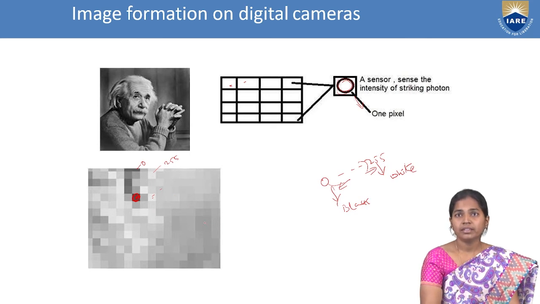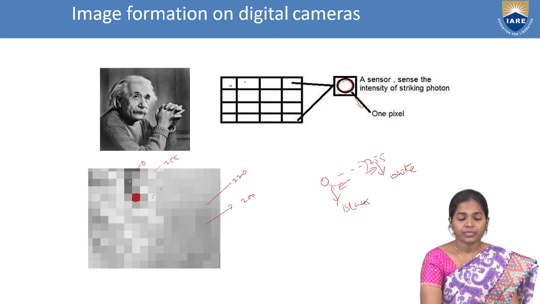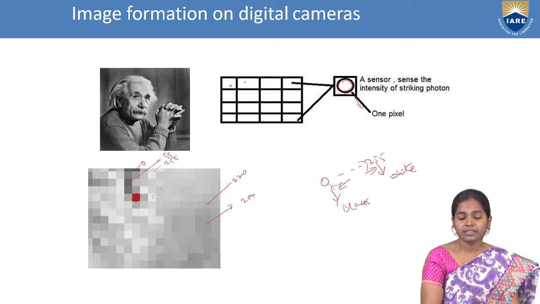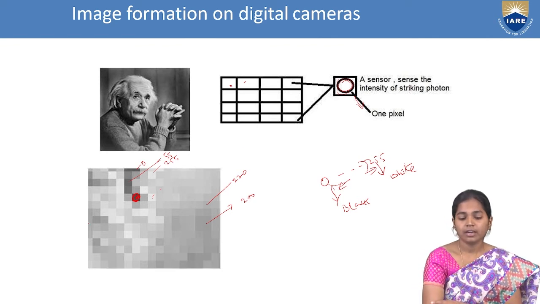For example, here the gray level value is 200. This one is somewhat white compared to that, near to white, so the gray level value is 220. Next, here it is complete black, which means 0, and here it is something in between, 55. So depending on the shades and how much light energy falls on the sensor, it gives a proportional output, and that value is stored in that particular pixel only. This is our output.